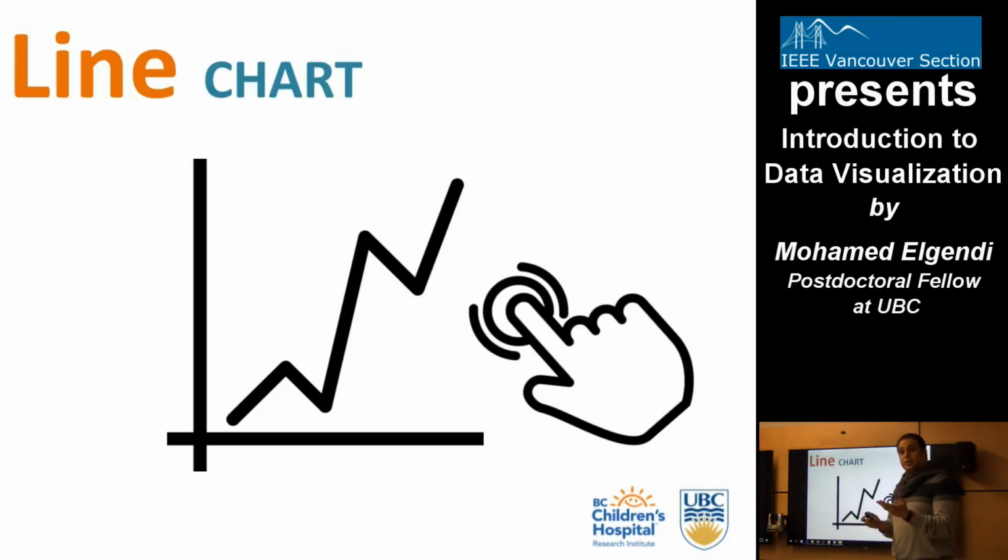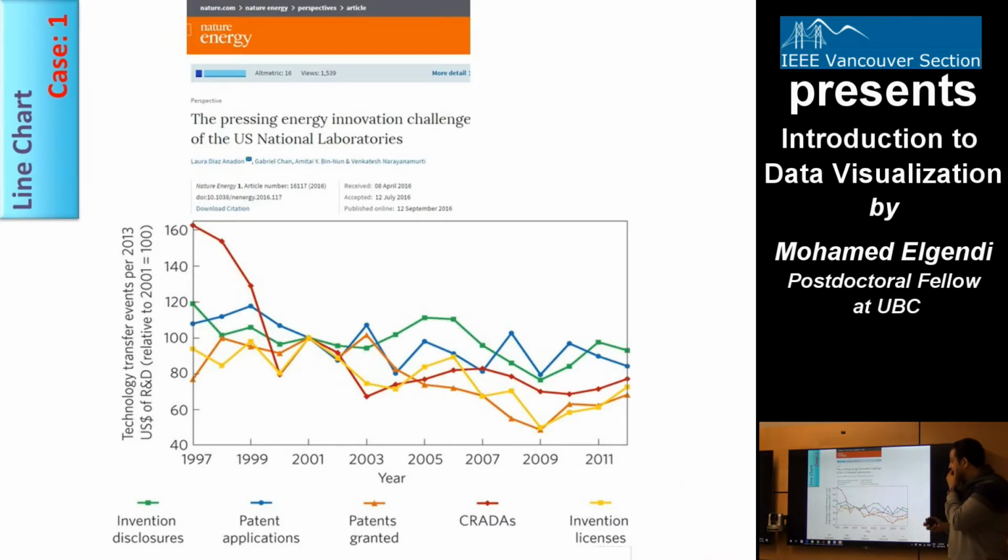Let's jump into line charts. A line chart, and now we have 4 different lines. In this chart, is it clear to you? Do you think you can see the difference between the lines?